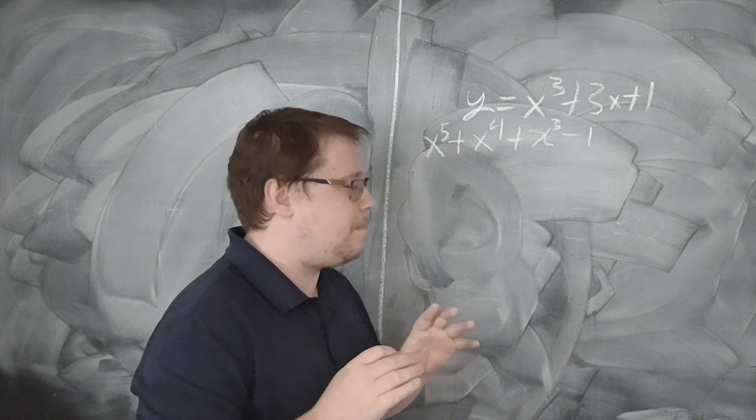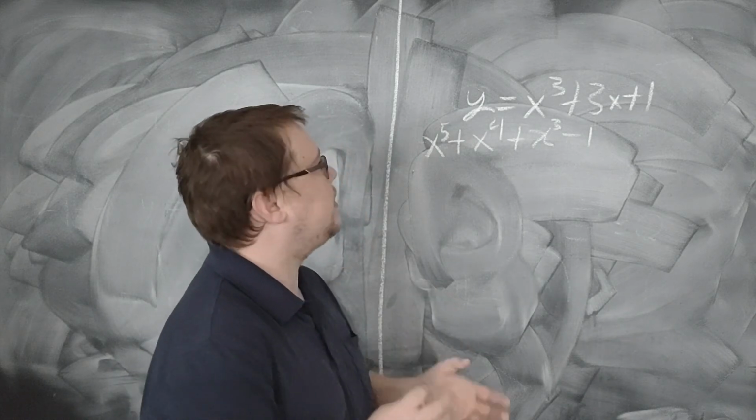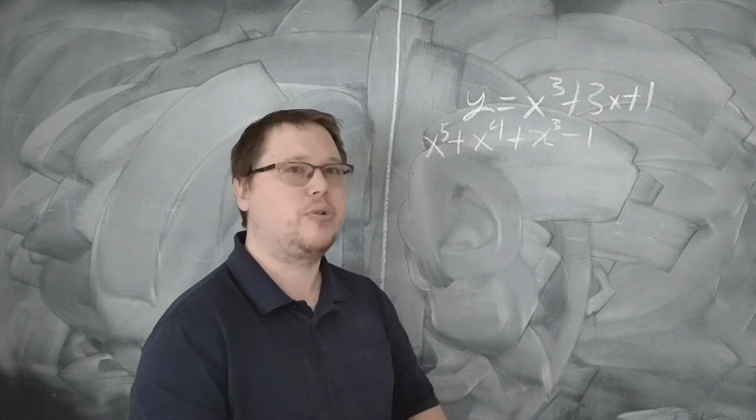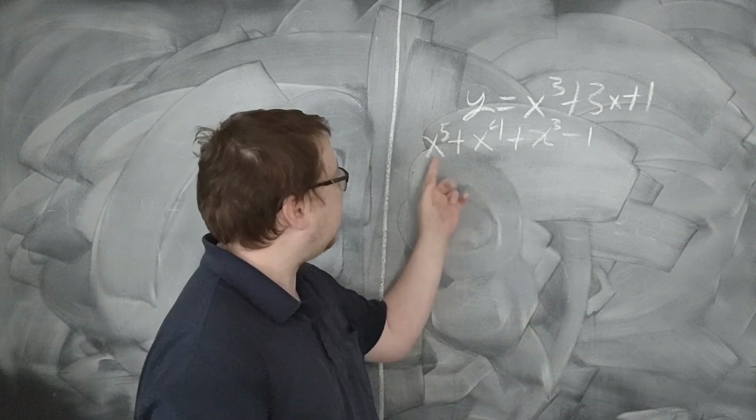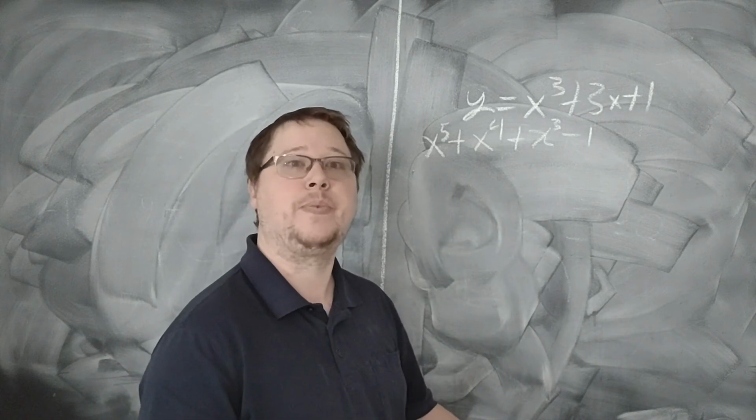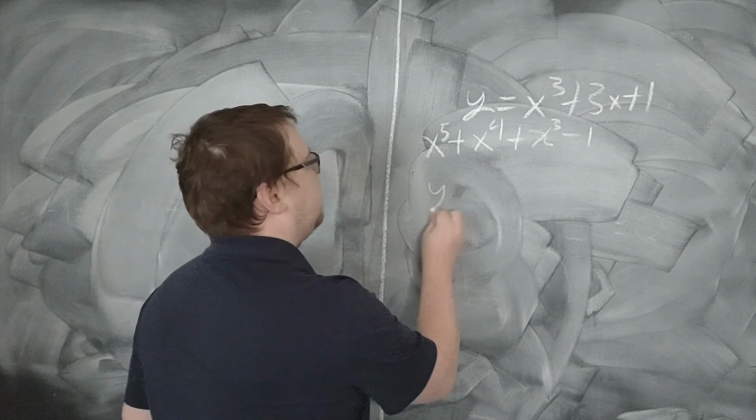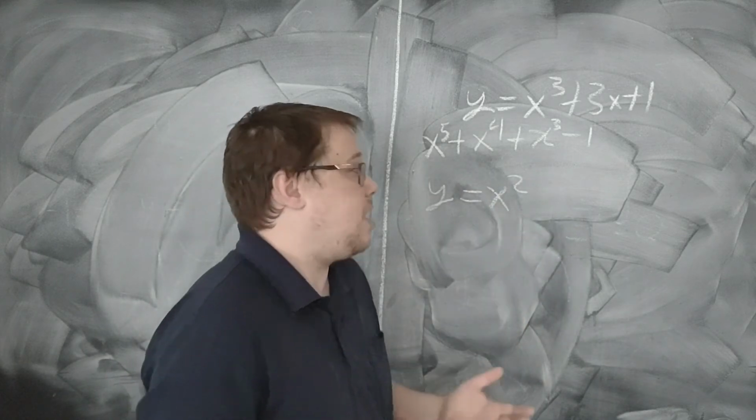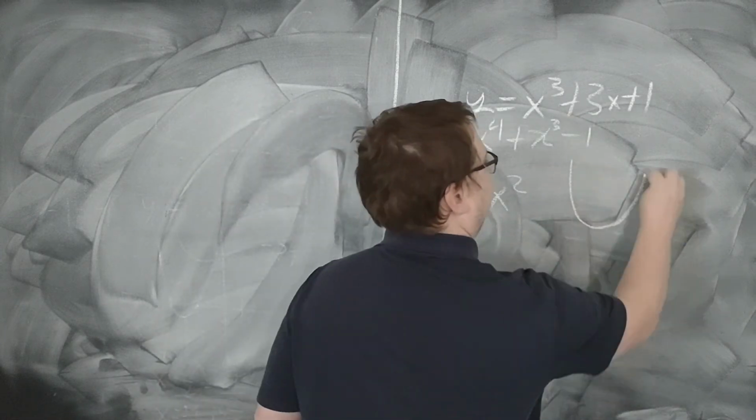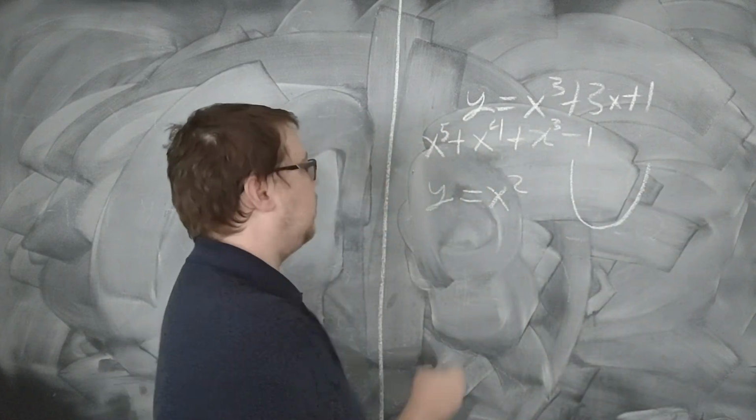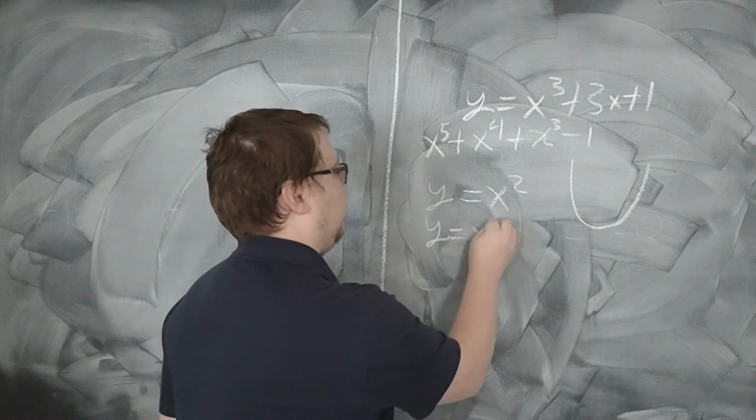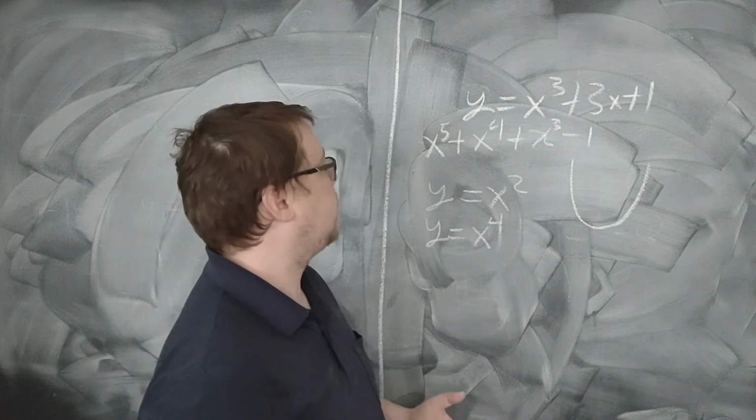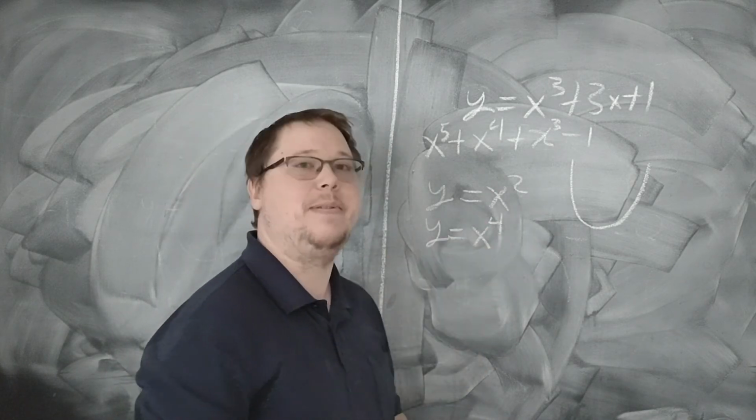So, the biggest thing to know is, are these even polynomials or odd polynomials? Even polynomials all pretty much look the same. Likewise, odd all pretty much look the same. For example, y equals x squared. We know that's a quadratic, and we also know it looks like this. Well, y equals x to the fourth is a very simple fourth power polynomial, and in fact, it actually looks the same as x squared.